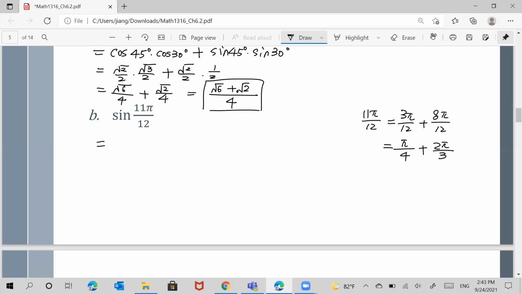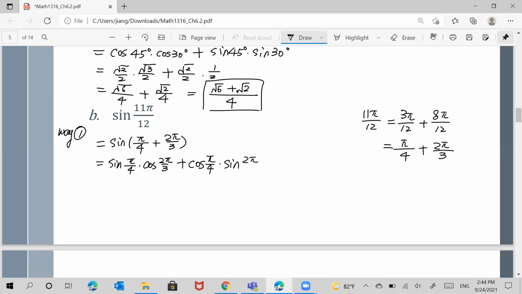So by using this way, actually, I'm going to use two ways to solve this question. The first way, way one. This one, I split the sine 11 pi over 12 into two angles. One is pi over 4. Another one is 2 pi over 3. And do you still remember the formula of sine? That's sine pi over 4 times cosine 2 pi over 3 plus, sorry, cosine pi over 4 times sine 2 pi over 3.